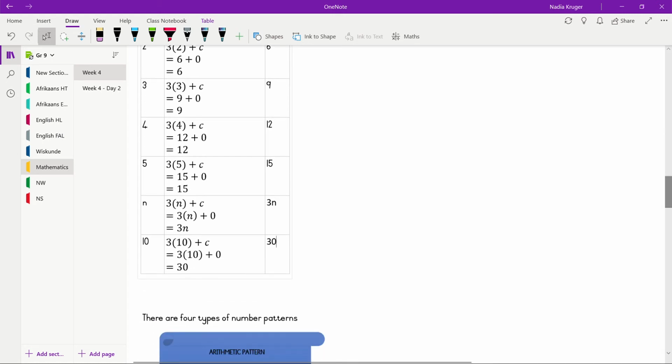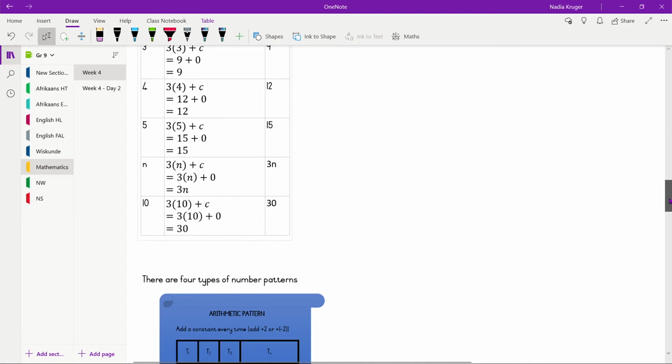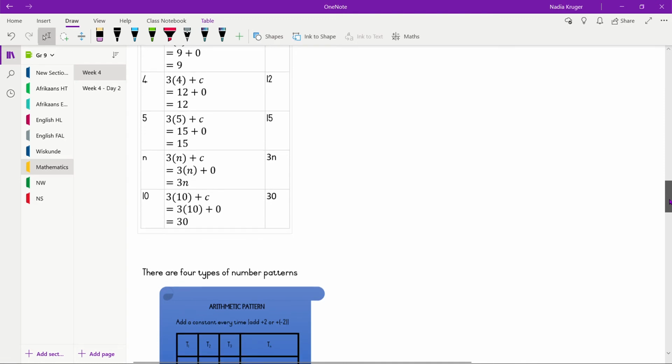Now, in number patterns and relationships, we are fortunate enough not to have just one type of number pattern, but there are 4 types of number patterns. When we look at each one of them in isolation, they look like nothing, but you need to know the difference when you have to apply the information to specific patterns. Okay, so in this situation, we have arithmetic patterns.